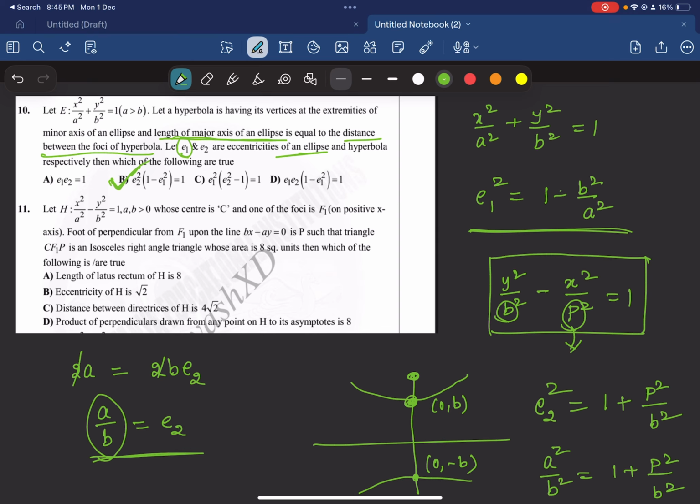Alright. So the other options will be wrong, and even E2 equals 1 will also be wrong. So this is basically a single correct answer question. Alright.